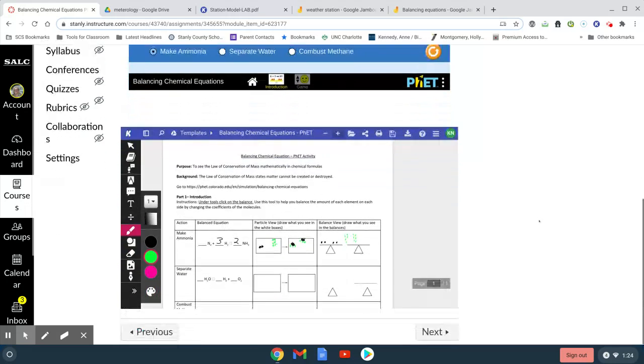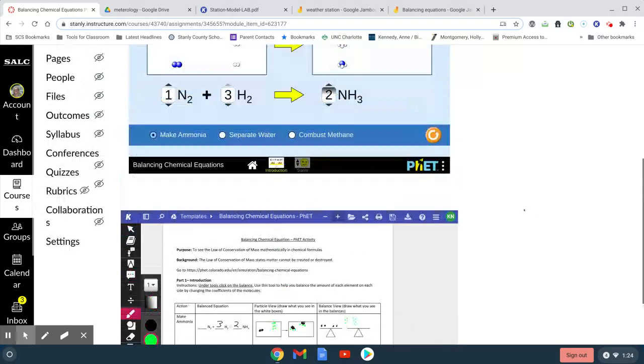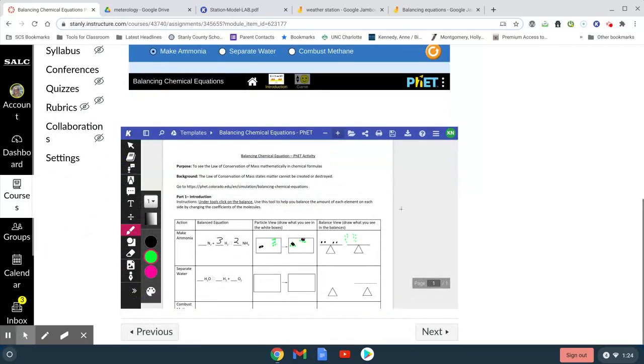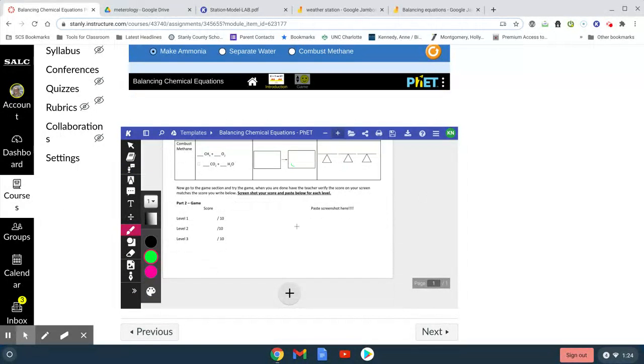So you will see that that one's already done for you when you open this up. You will then click on separate water and do the same, and combust methane and do the same to fill in this chart. Then if you notice down here, there's the game. You will move on to the game once you've done those 3 balancing formulas.